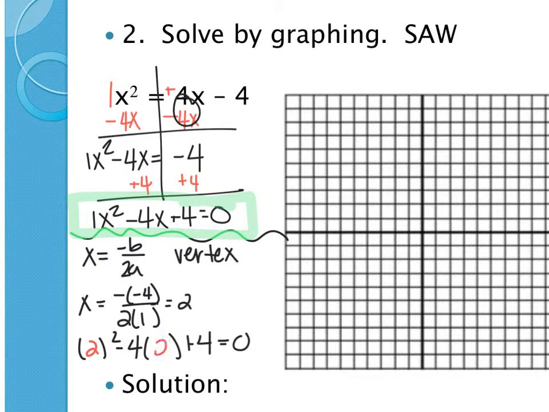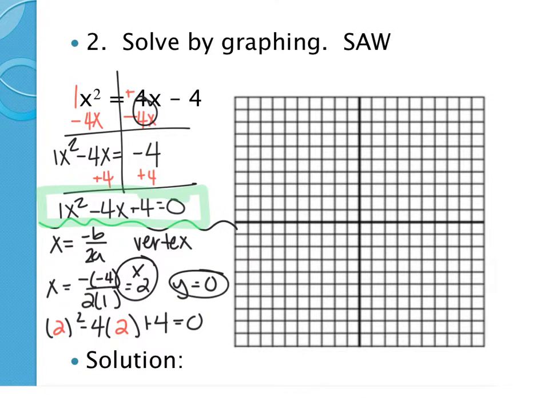0. So your y was 0. So 2, 0 was your vertex. You should actually know your solutions immediately when you plot that point, because a parabola has to open up or it has to open down.